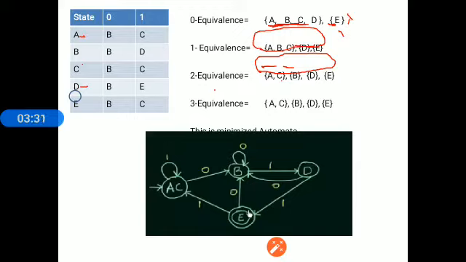What about D? Let us check for A and D. If I give 0 to A, I will get B, and for D it will be B. B, B, so it will be the same group. For 1 it is C and E. So C belongs to one group and E belongs to another group. So this is not possible. That's why we can combine A, B, C, and D will be in another set and E will be in a different set. That is one equivalence.